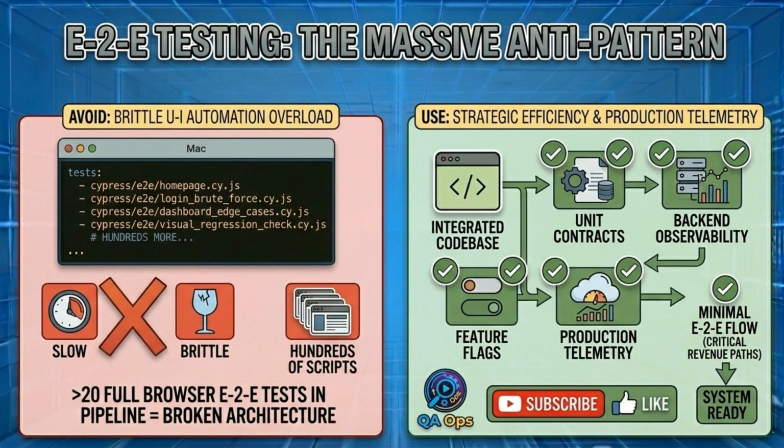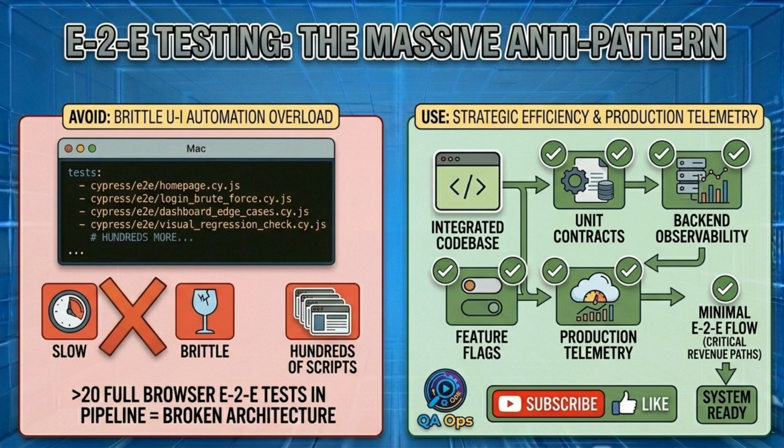A lot of old-school testers are going to hate hearing this. If you have more than 20 full browser E2E tests in your pipeline, your architecture is broken. High E2E coverage is a massive anti-pattern. If you are writing hundreds of Selenium, Cypress, or Playwright scripts, you are using slow, brittle UI automation to compensate for a lack of confidence in your unit contracts and backend observability.